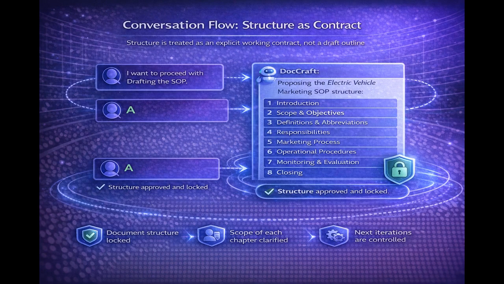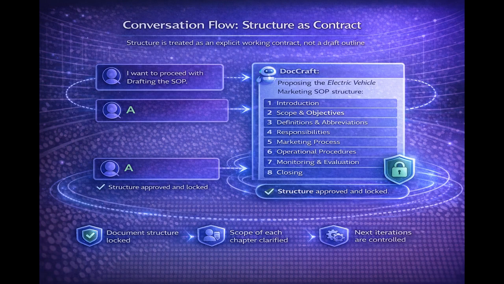Once the document structure is locked, DocuCraft moves into per-chapter authoring. Instead of writing the entire SOP at once, each chapter is created in its own dedicated canvas. The user requests a specific chapter, and DocuCraft focuses only on that section. After the chapter is written, the user is asked to review and confirm it before moving on. If revisions are needed, they are applied only to that chapter, without affecting other parts of the document.